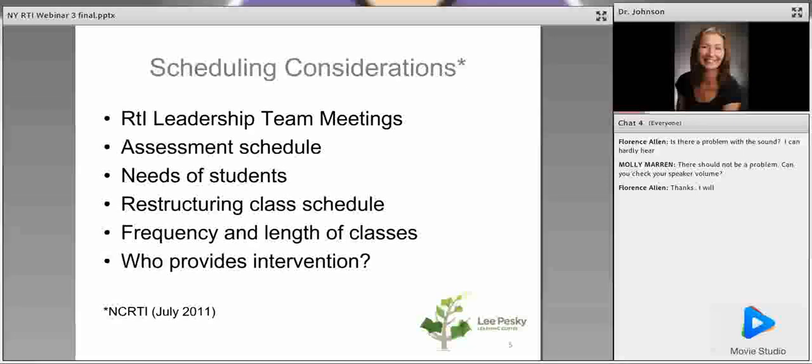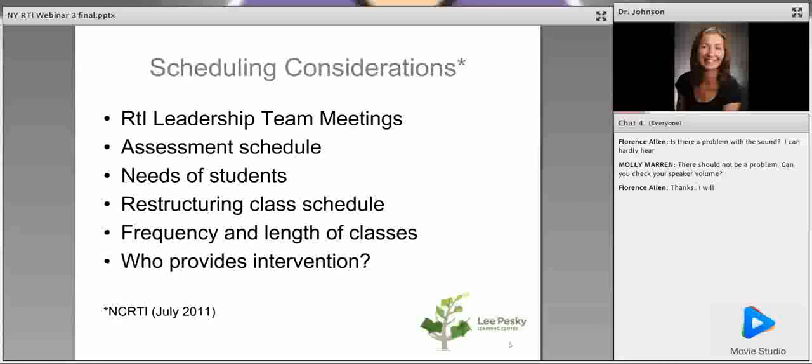Okay? We also want to think about ways that we can restructure the current class schedule. In our work, this is actually true across the grade level spectrum, so elementary, middle, and high school. We're asked, how can I free up any time during the day? Every minute is jam-packed.